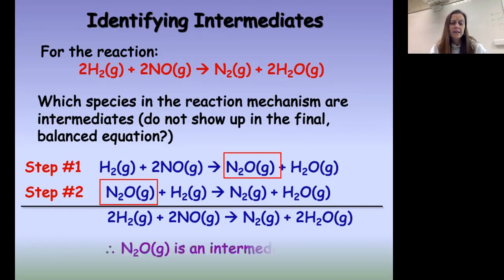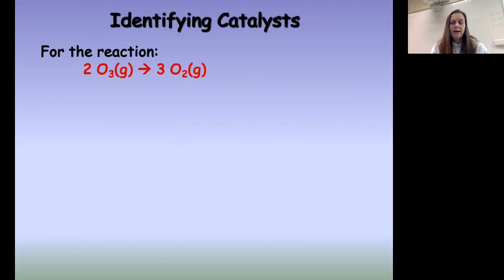And so we can see this dinitrogen monoxide shows up as a product of step 1, but then it's consumed in step 2. And so we would say that the dinitrogen monoxide is an intermediate. So intermediates show up as a product, then get consumed as a reactant in a later step. That's an intermediate. Let's talk about a catalyst.